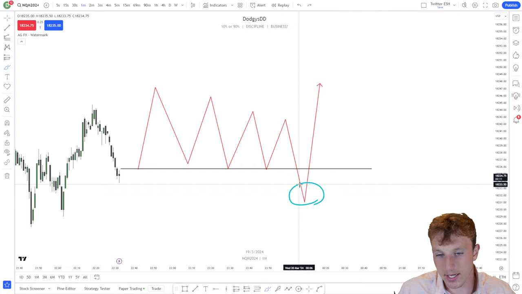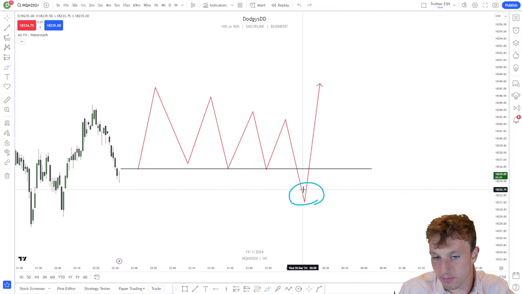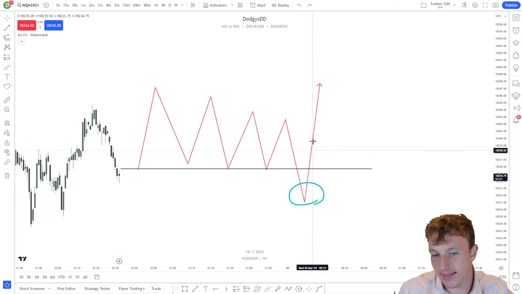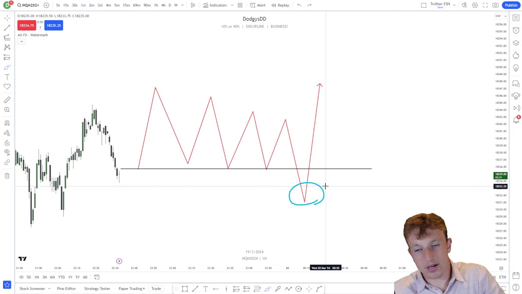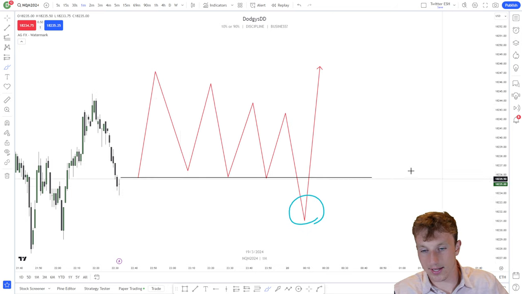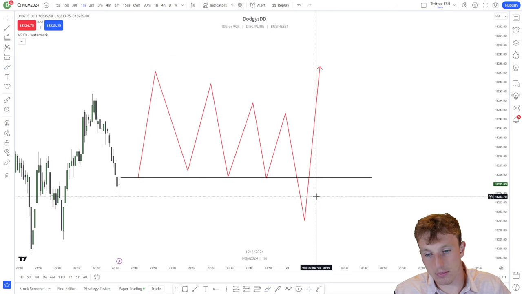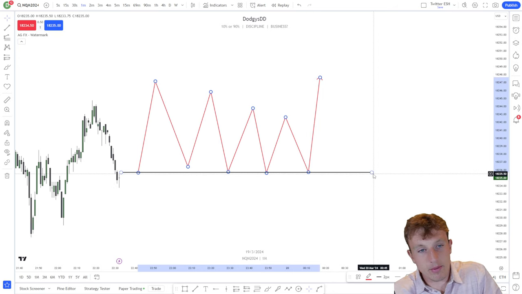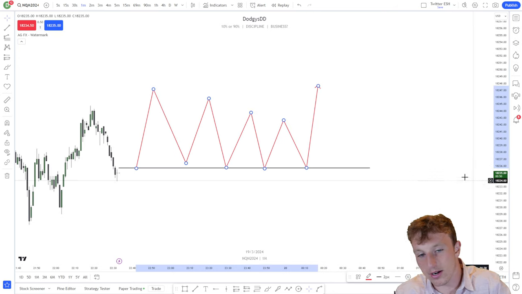We wait for the support to get broken. We trap all these traders trying to short. We trap all the traders stopping out who think, oh, I think I'm wrong because we broke below this. And then we buy. And the trading books don't teach that. The trading books teach you to buy off support. They teach buy here because we're going to bounce every time. And although you might sometimes, it's not going to help you in the long run.